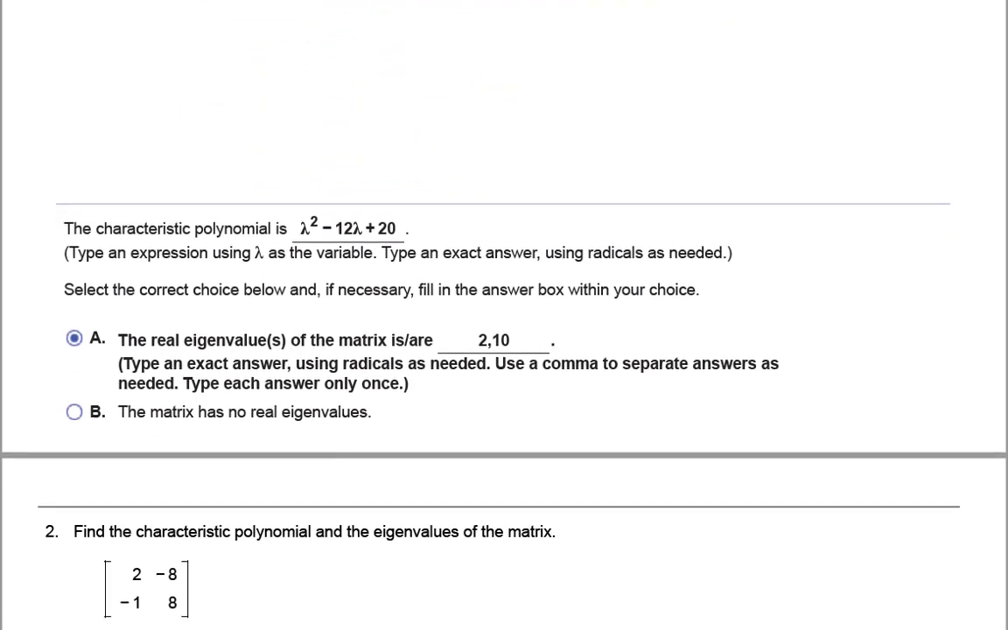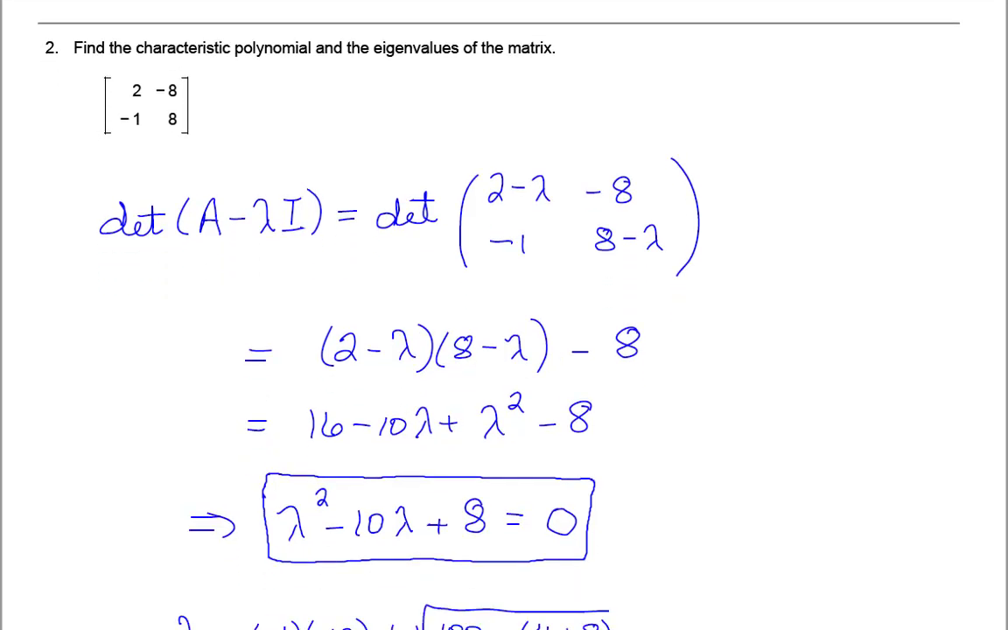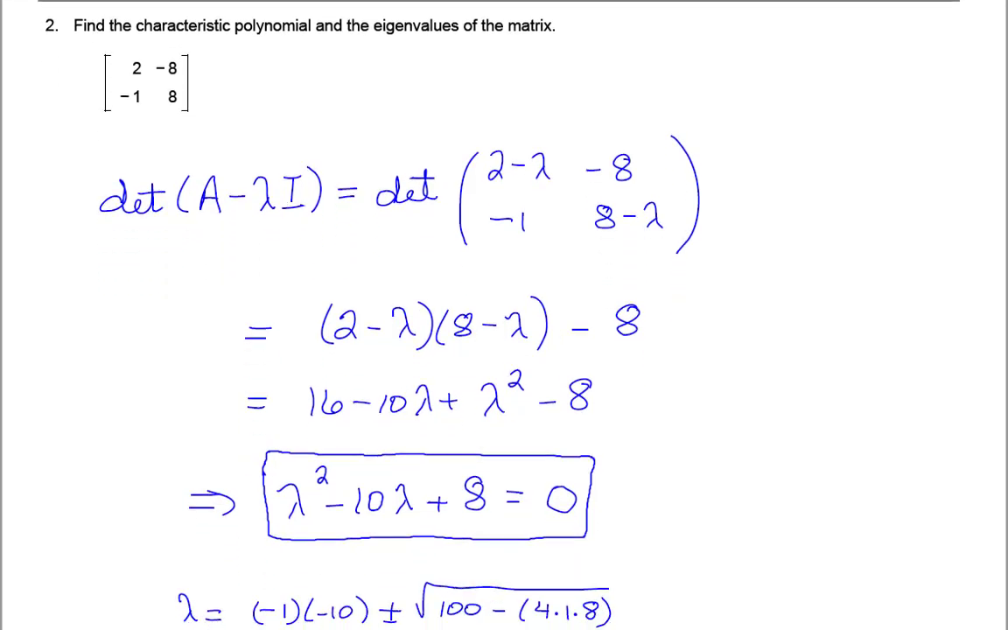All right, so we repeat this for question 2, a new A. So here's matrix A. So I form the determinant of A minus lambda I. So again, the determinant is the downward diagonal minus the upward. So the upward, I've got a negative times a negative, which is a positive. So I'm subtracting 8. We multiply this out and clean it up, giving us the characteristic polynomial.